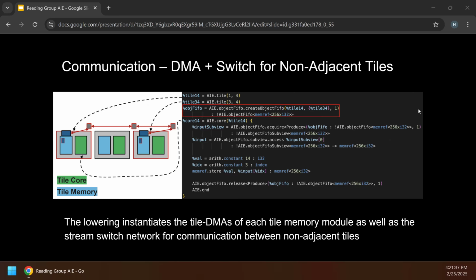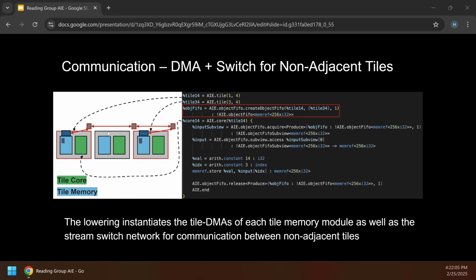And under the hood, the lowering of this object FIFO will instantiate the tile DMA of this tile memory module, as well as the stream switch network belonging to these tiles for communications between non-adjacent tiles.